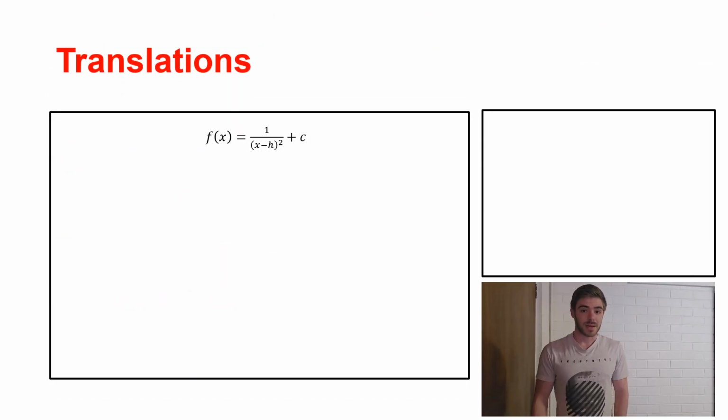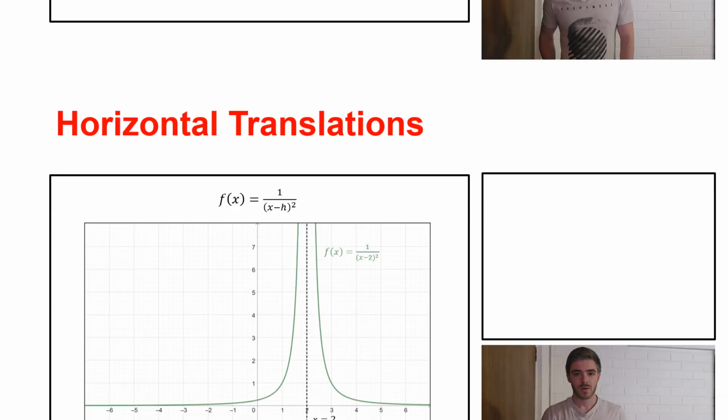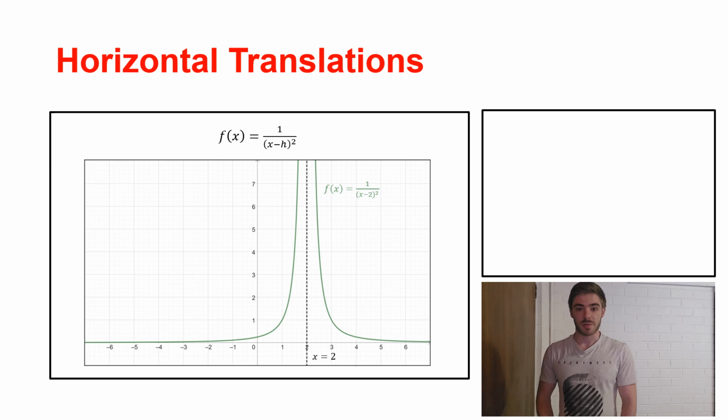The last thing we look at are the translation factors, h and c. These are responsible for shifting the graph horizontally or vertically. Horizontal translations are determined by the h term. If you have x minus h, then you are shifting your entire graph to the right by h. In this example here, we have x minus 2, meaning that we're shifting the entire graph to the right by 2. In the case of the truncus, you can think of this as shifting the location of your vertical asymptote.